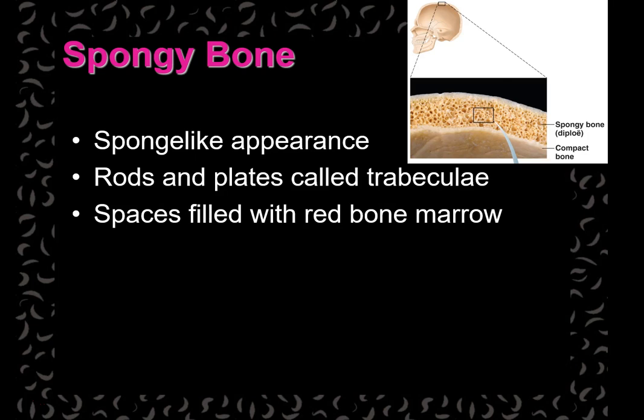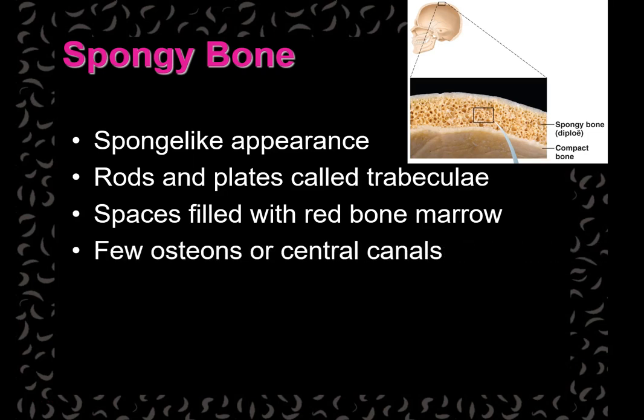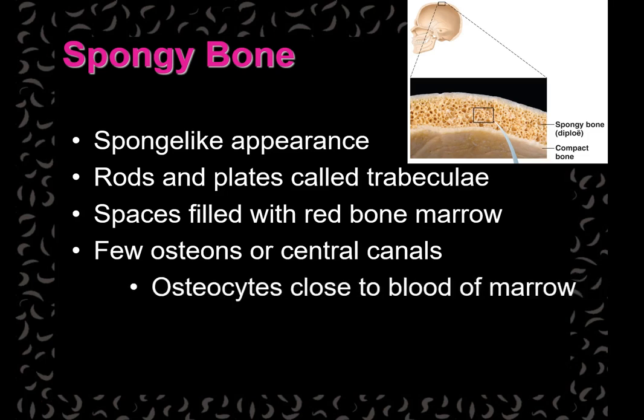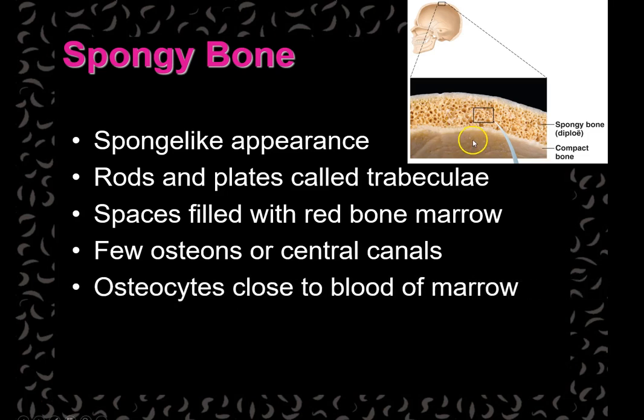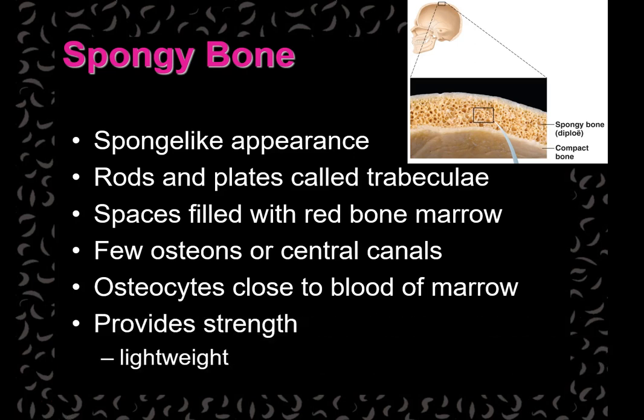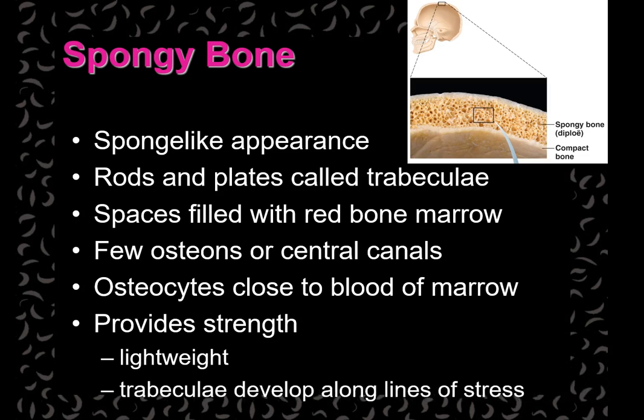Anyways, these spaces are filled with red bone marrow. Totally different than the compact bone setup in the diaphysis, so we don't have very many osteons, we don't have central canals. The osteocytes are close to the bone marrow themselves. This bone marrow is going to be in these little spaces, okay? So they'll just absorb what they need from the bone marrow. And like I said, it provides strength, but it's lightweight. Those rods and plates develop along stress lines, therefore they're laid down in such a way to make it as strong as they possibly can.